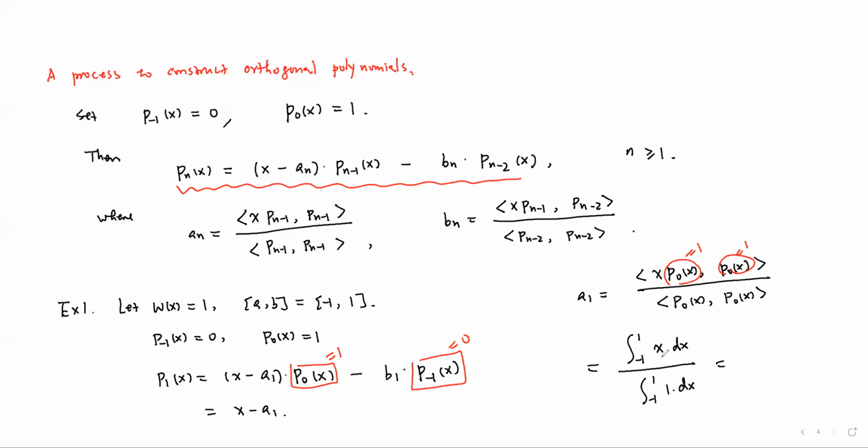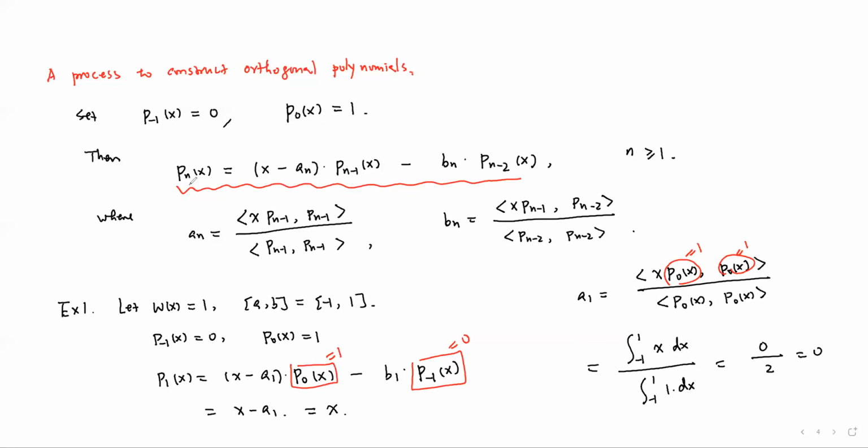x is an odd function, and the integration interval is symmetric about 0. So the integral on the top is 0, and the integral at the bottom is equal to 2. So A1 is 0, and we get P1 equal to x. The first orthogonal polynomial is 1, the second is x. Now, from P0 and P1, I compute P2.